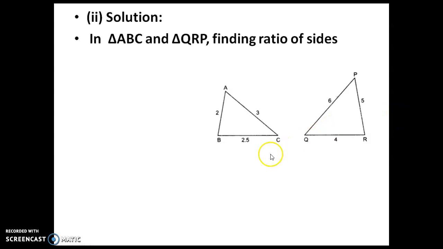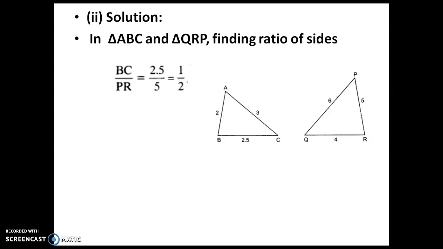Then 2.5 is here. It's double. 2.5 doubled means you will get 5. Then if you put the ratio, 1 by 2 will be there. So that's why I have written the triangle QRP. So Q is taken to the top, like this triangle, 2 taken to the top, and RP as the base. If we take it this way, we can see the similarity.